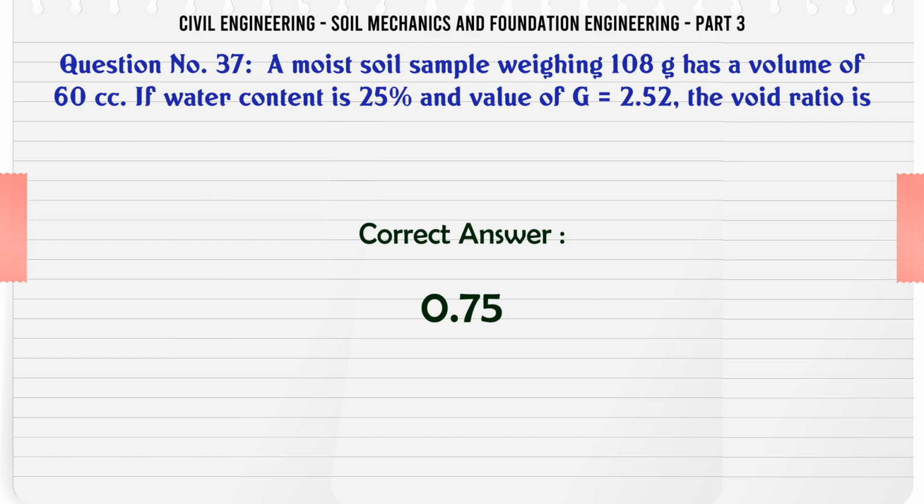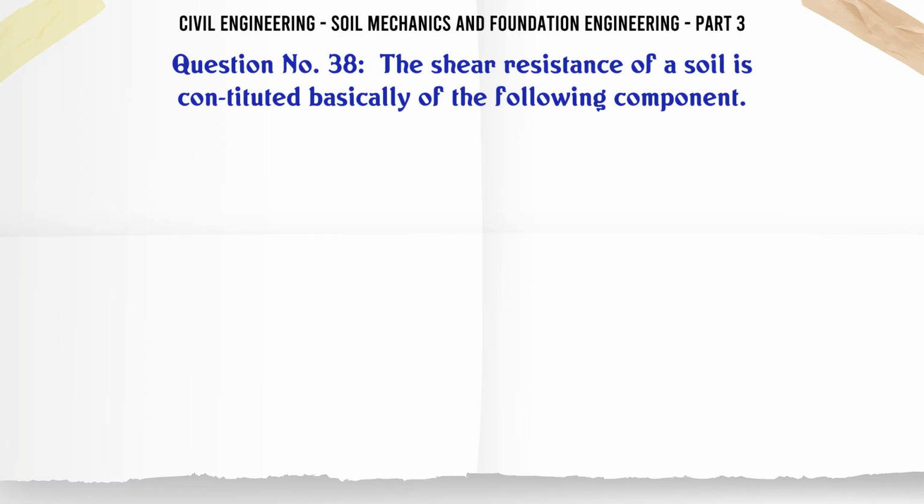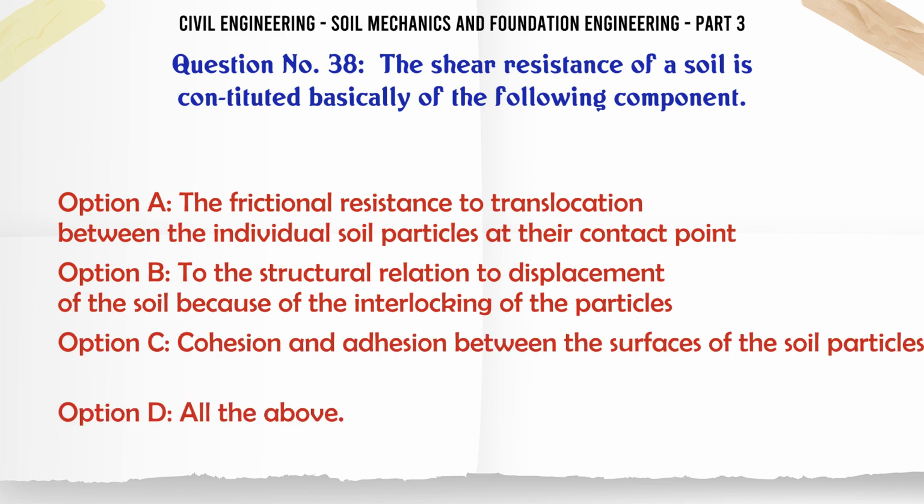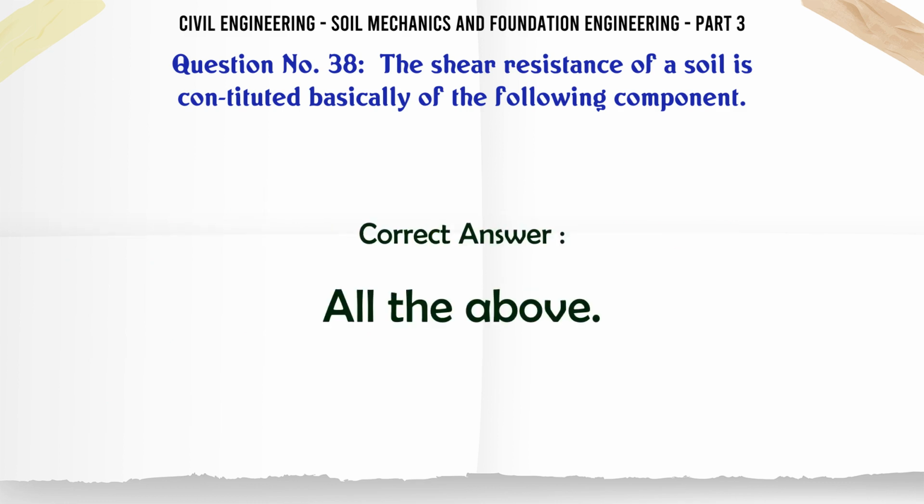The shear resistance of a soil is constituted basically of the following components: A. The frictional resistance to translocation between the individual soil particles at their contact points. B. The structural resistance to displacement of the soil because of the interlocking of the particles. C. Cohesion and adhesion between the surfaces of the soil particles. D. All the above. The correct answer is all the above.